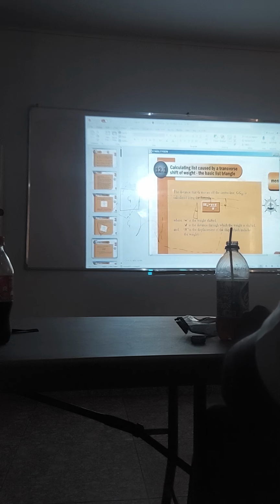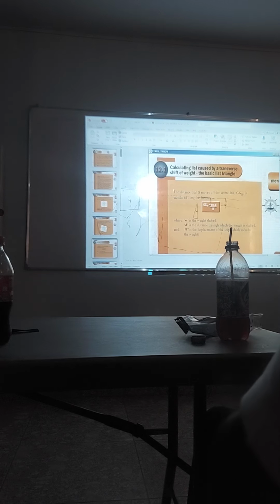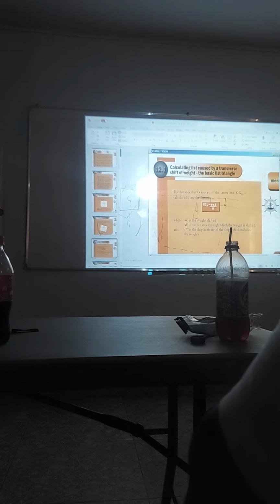Sorry, where's the object? So is the distance in which the weight moves or whatever? W is the displacement of the ship. Sorry, the big W is basically the entire... how much water the ship displaces, right?